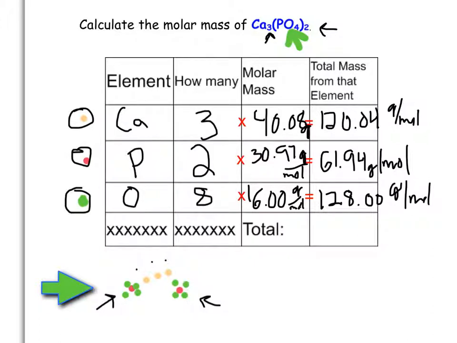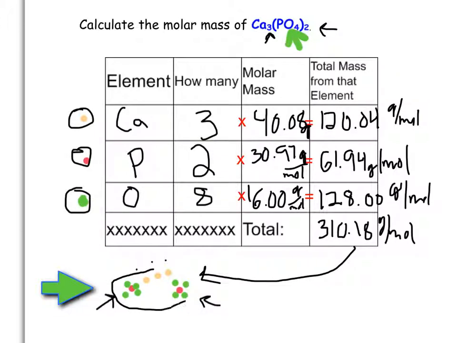And then when we go through and add all this together, we get a total mass equal to 310.18 grams per mole. Again, what that's telling me is, this entire thing here is what this molecule would look like: 3 calciums, 2 phosphorus, and 8 oxygens all bonded together. That molecule would have a mass of 310.18 grams for every mole that we have of that.